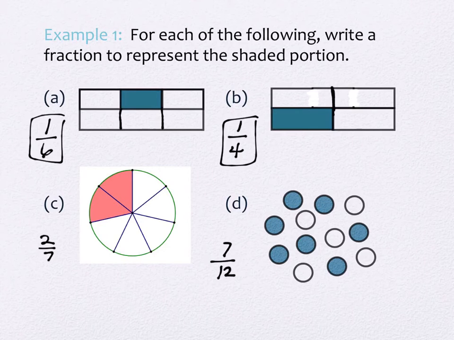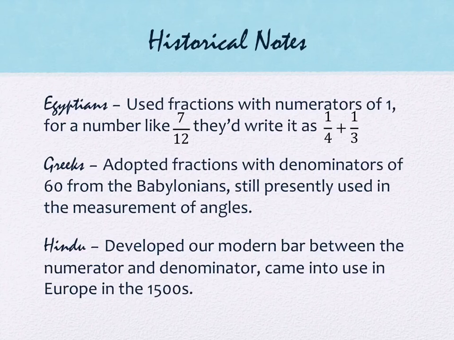So a couple of historical things to keep in mind because they're kind of fun. Fractions and rational numbers have been around a really long time. These are some of the places where you see them in history. Egyptians actually used fractions, but all of their fractions had numerators with 1 in them. So instead of writing a fraction like 7/12, the last one we just saw, they would write it as a sum of fractions with numerators 1. It's 1/4 plus 1/3. So that's different, right? We don't do it that way.